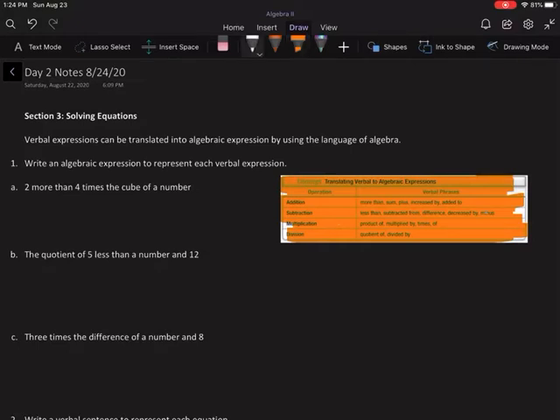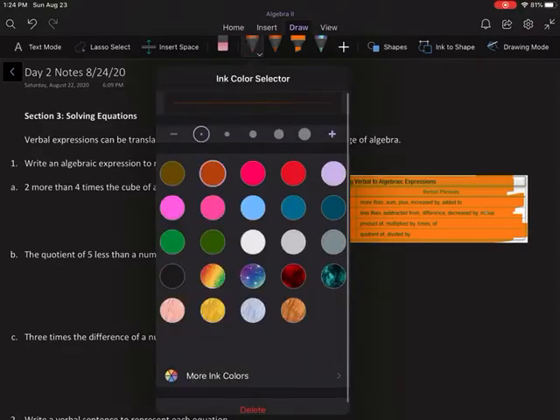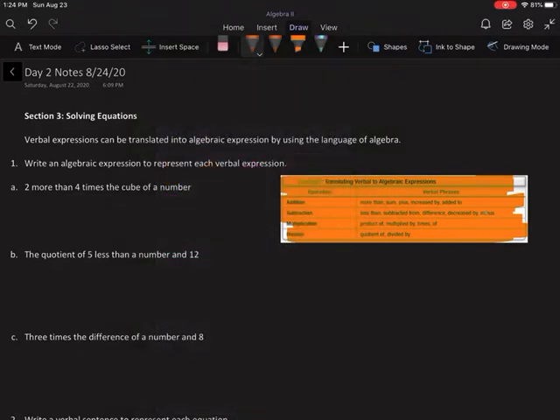So we have 2 more than 4 times the cube of a number. We first want to start off with 4 times the cube of a number, because 2 more means we're going to add on to it. So 4 times the cube of a number, and I always use x. It's just easiest. If they specify a variable, you would use that. Plus 2, because more means adding, and times is obviously multiplication. Cube is to the 3rd power.